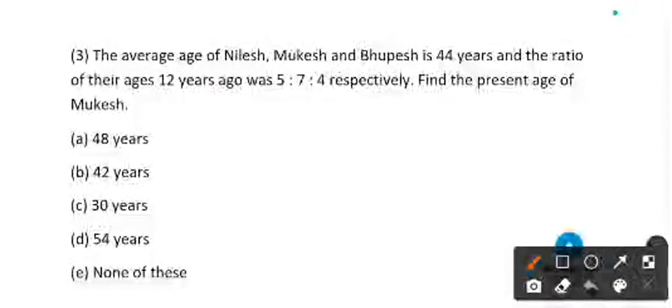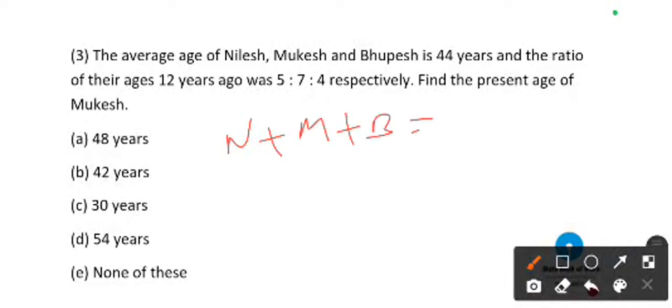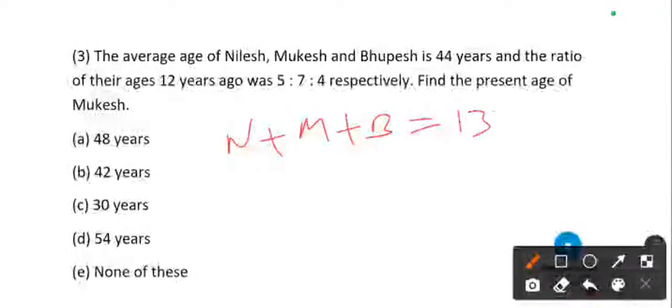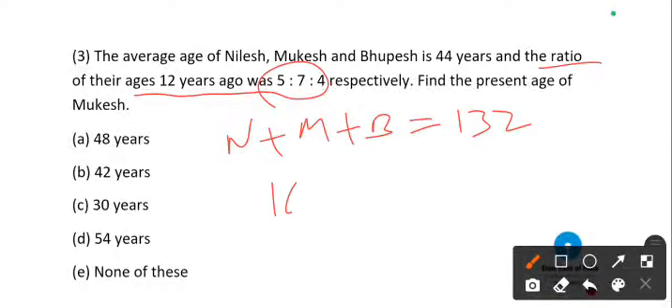The average age of Nikhil, Mukesh and Bhupesh is 44. So 44 times 3, which will be 132. So this is the sum of all the 3 people. And it says that the ratio of their ages 12 years ago was this one. So 5 plus 7 plus 4, which will be 16 parts.